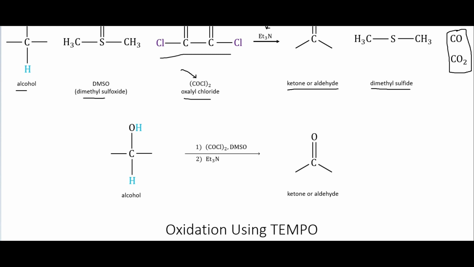And this is the way that you'll usually see it written, like if you're seeing this in a synthesis. So it'll have, as the first step, we're adding our oxalyl chloride here and our DMSO. Then in a second step, we're adding our triethylamine right here. That turns the alcohol into a ketone or aldehyde.